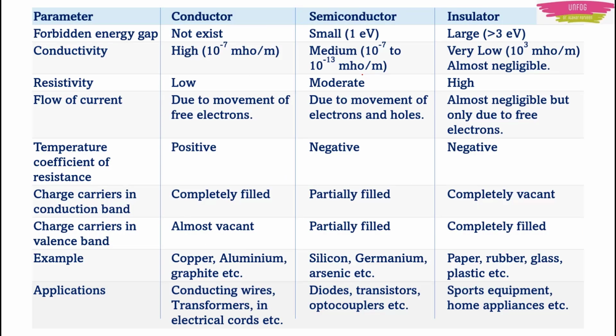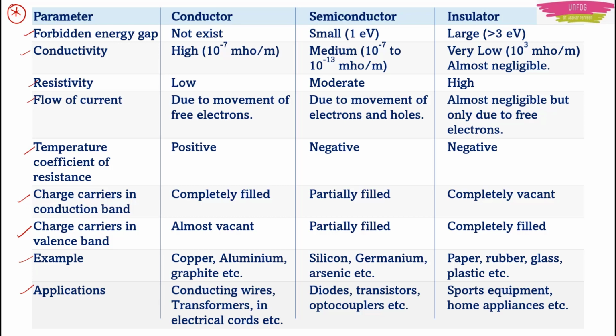Now let us have a look at this table. This is a very, very important table because any point can be asked as a 1 mark question from this table. This table describes everything about conductor, semiconductor and insulator. It talks about the forbidden energy gap and how it is behaving, then conductivity, resistivity, flow of current, temperature coefficient of resistance, then the charge carriers in the conduction band, charge carriers in the valence band, examples and applications. Okay. So all these are important points here.